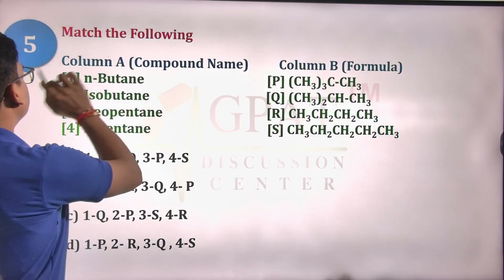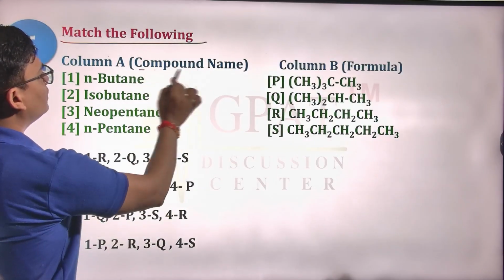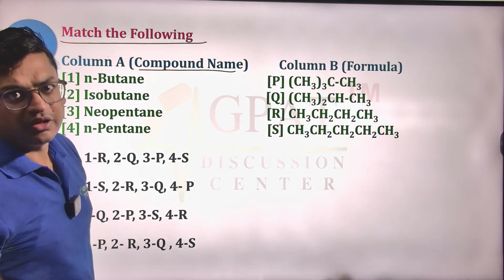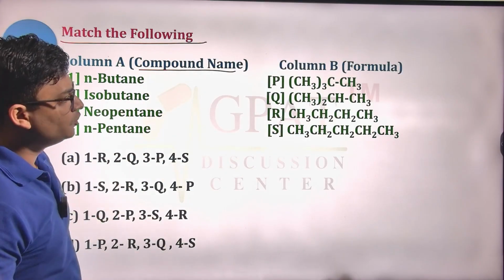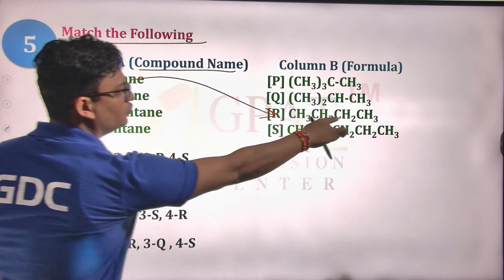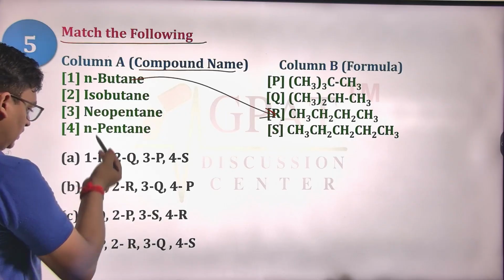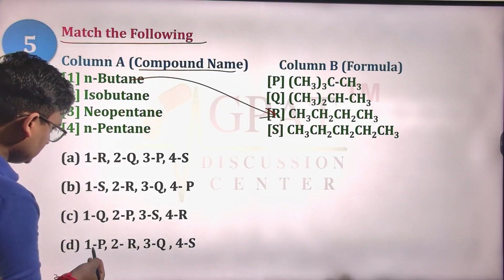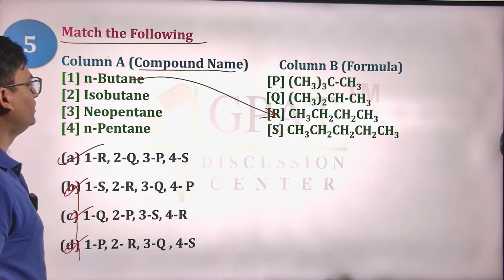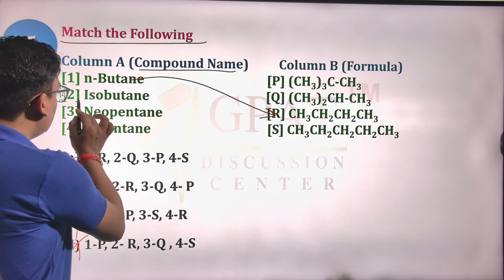Match the following. Here we have compound names and their formulas. So we have N-butane, that is normal butane, straight chain butane, so a continuous 4 carbon chain. Here in 4R we can see 1, 2, 3, 4 carbons. So N-butane. So first will be matched with R. Okay. Wrong. Each of the options gets eliminated by just a single pairing.